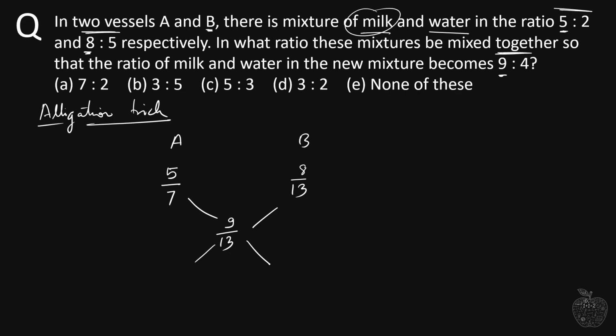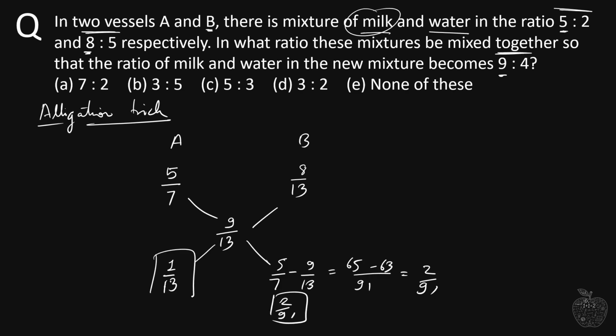Now we take the differences here. The difference of 9/13 and 8/13 is 1/13, and 5/7 minus 9/13 we need to calculate. The LCM here will be 13 into 7, which is 91. 13 5s are 65, minus 7 9s are 63. So this is equal to 2 by 91.